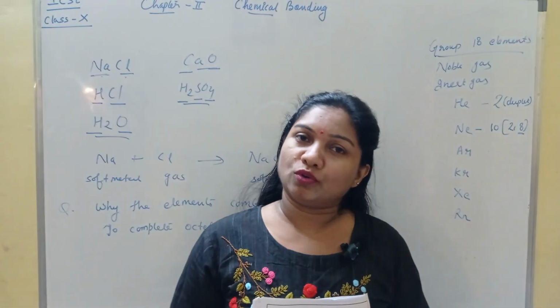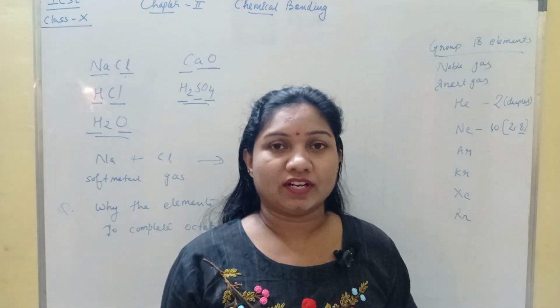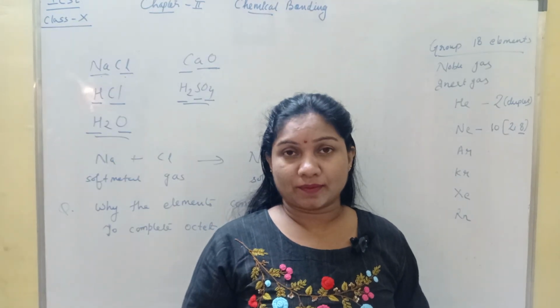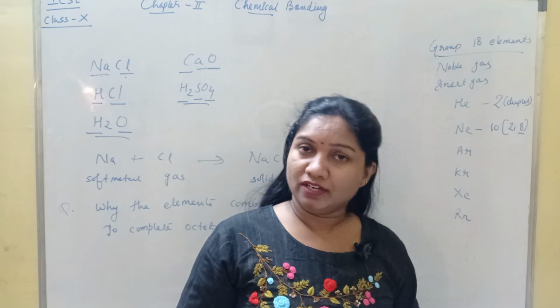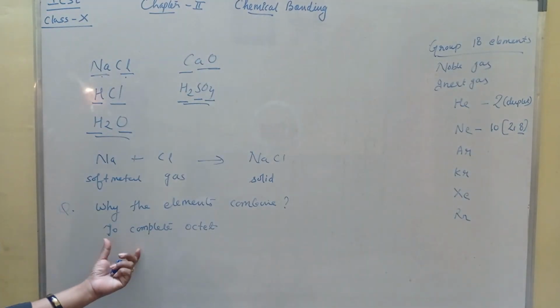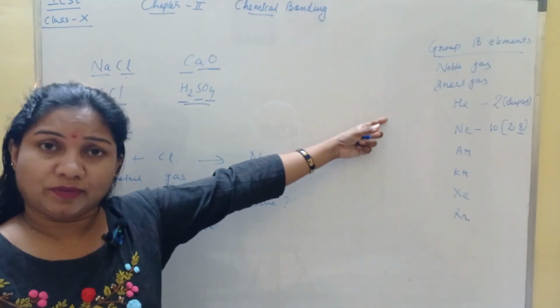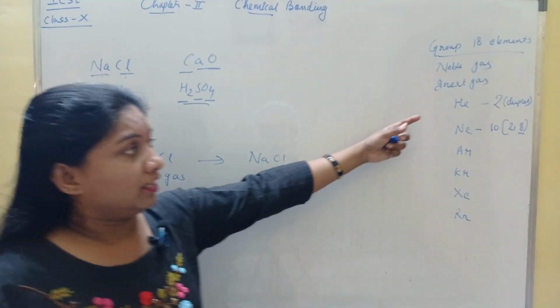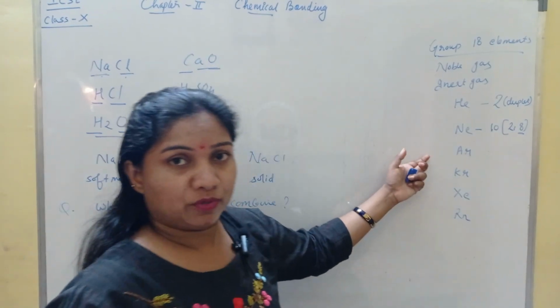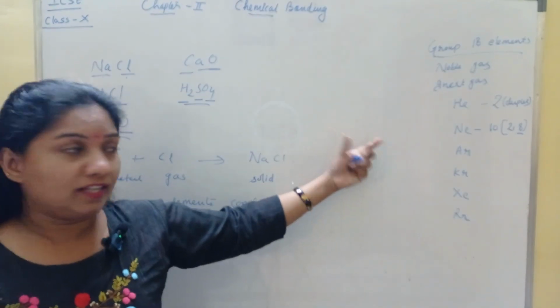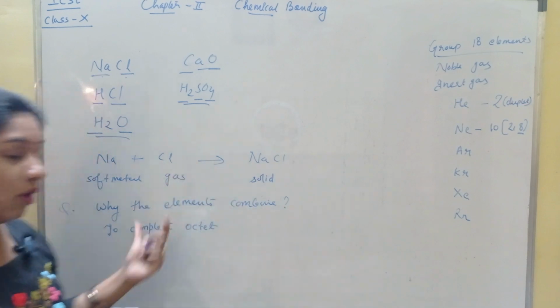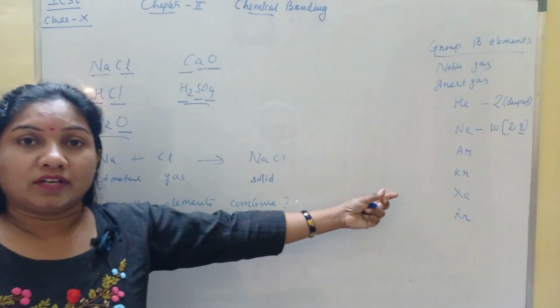So those who have more than 8 electrons will lose electrons, and those who want to gain to complete 8 electrons will gain. Okay, so to complete the octet, it can be a duplet or an octet, 2 electrons or 8 electrons. If there are 2, it is complete and inert, and if there are 8, it is also complete. So all the elements want to do so.